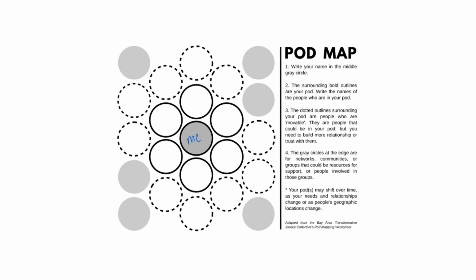Once you have a template, the first step is to put your name in the center. The closer each of the surrounding circles is to your name, the more of a relationship you have with that person or group. Once your name is filled in, you can start filling in the circles immediately surrounding your name. In these circles, you should put the names of people who are in your immediate pod.